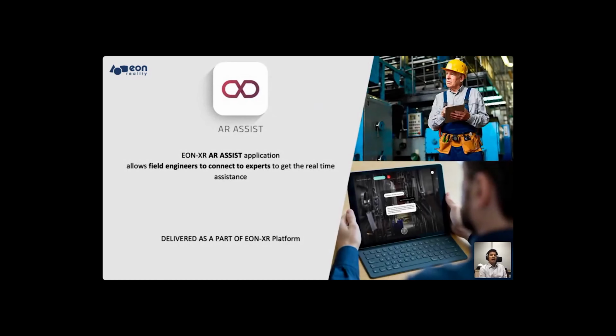So what is AR Assist? EON-XR AR Assist is a remote assistance tool designed to help on-field engineers, operators, or technicians, wherever they are in the world, to connect with subject matter experts or their employees to get the real-time support they need. The application comes with a set of features that helps with easy to use and effective collaboration between experts and technicians using augmented reality. We have designed AR Assist to help enterprise customers adapt quickly using AR, especially while we are all working remotely and trying to make the most use of our time by collaborating with our colleagues around the world. It also helps to reduce a lot of travel and operational costs.